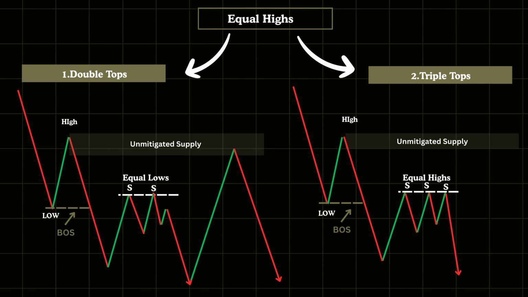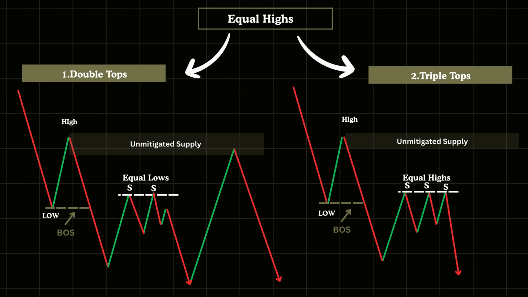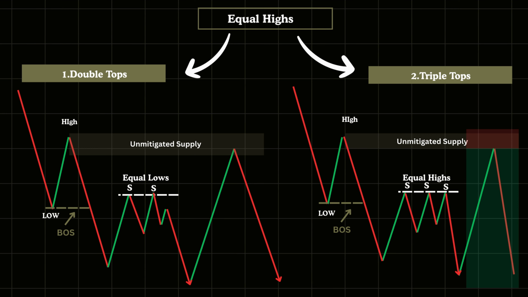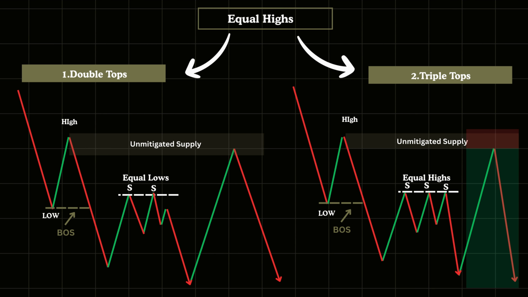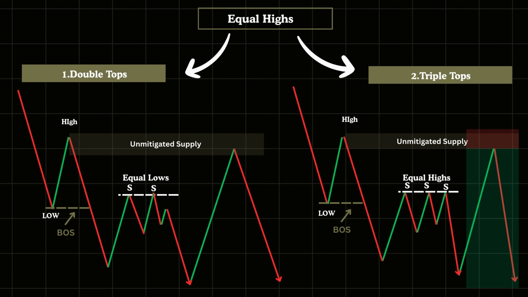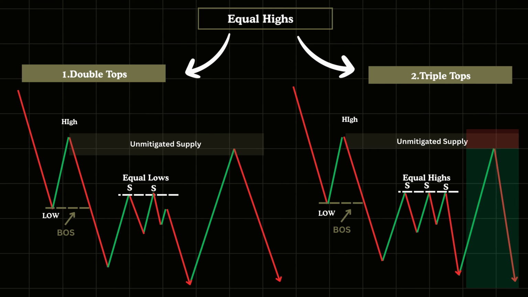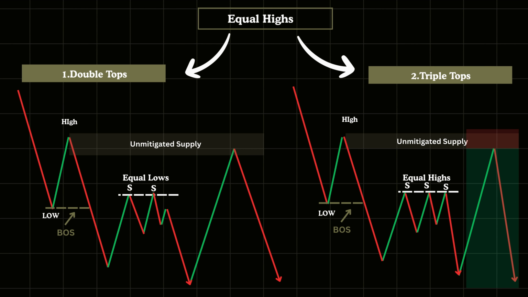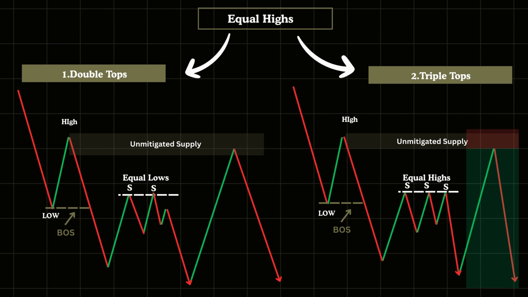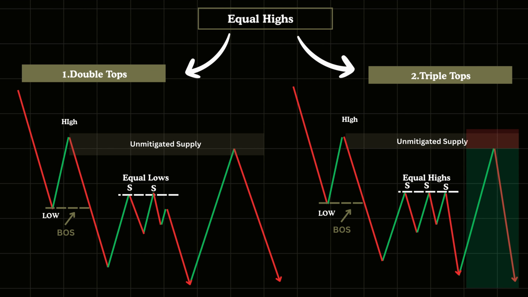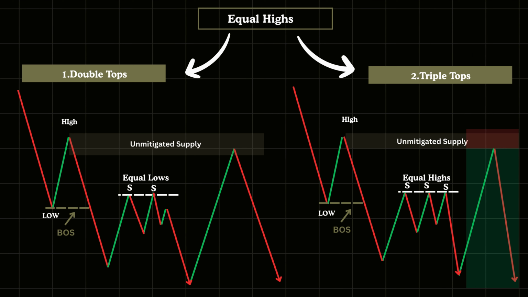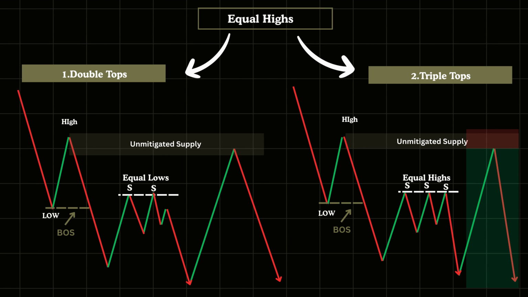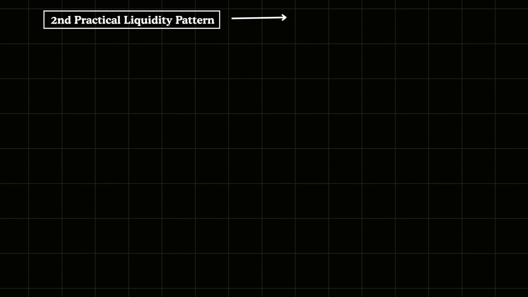The same logic applies to triple tops. Multiple stop losses are sitting above the highs, and once price sweeps them, it becomes highly probable that we'll see a reversal from the upper supply zone. The key idea here is simple. Smart money hunts liquidity. Once that liquidity is taken, the market often reverses, and that's our entry. If price doesn't clear that liquidity and just taps the zone, that zone likely becomes the liquidity itself, and the market keeps pushing through.